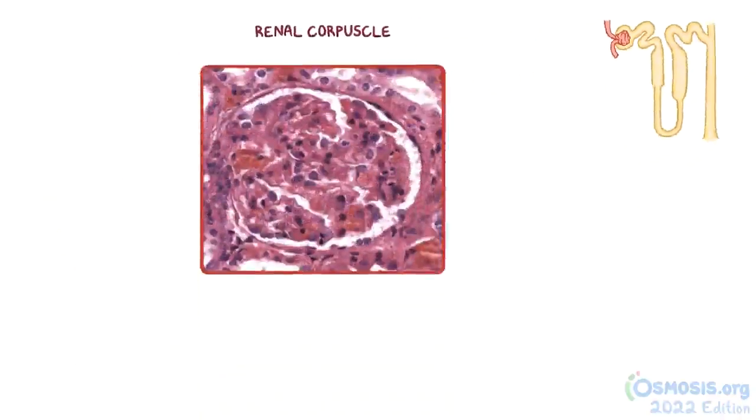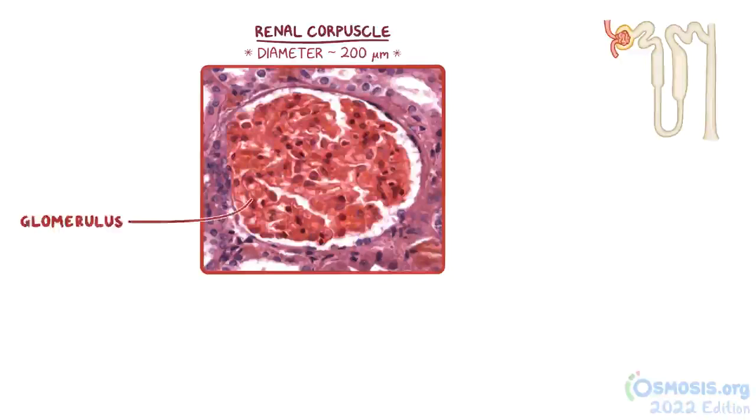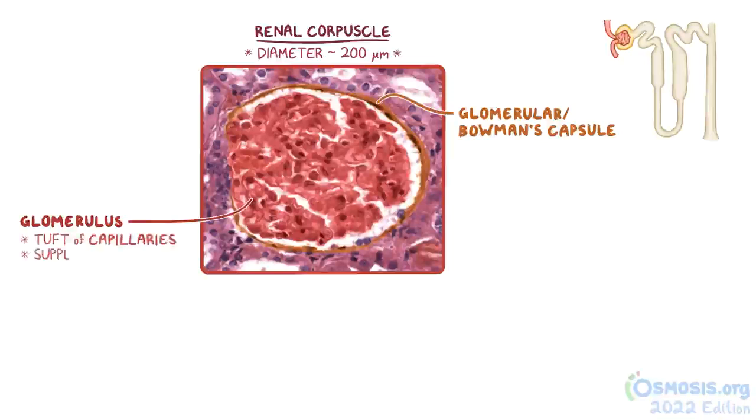Each nephron starts with a renal corpuscle, which is a spherical structure in the cortex that has a diameter of about 200 micrometers. The corpuscle consists of the glomerulus as well as the surrounding double-layered epithelial capsule called the glomerular or Bowman's capsule. The glomerulus is a bundle or tuft of capillaries that supplies the blood that's filtered to become a fluid called the glomerular filtrate or ultrafiltrate, which typically contains no blood cells or large proteins.